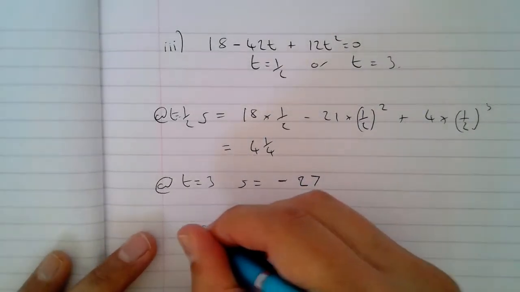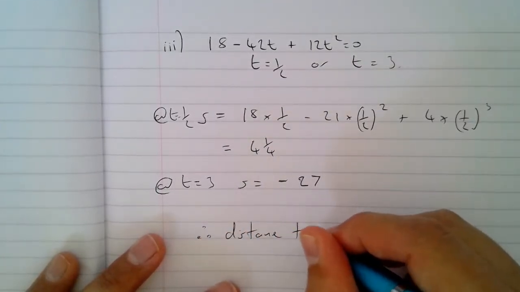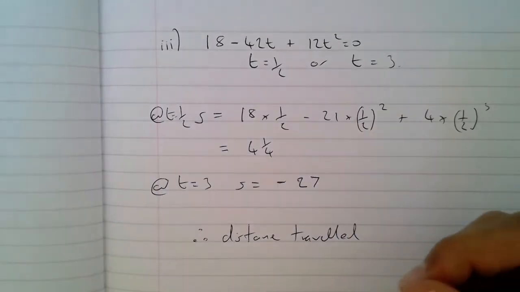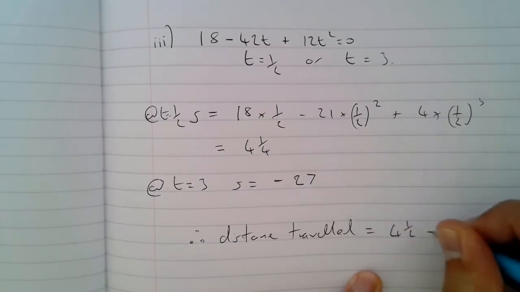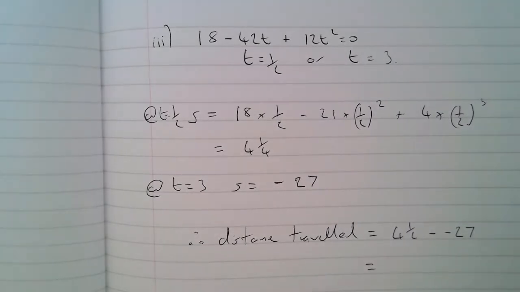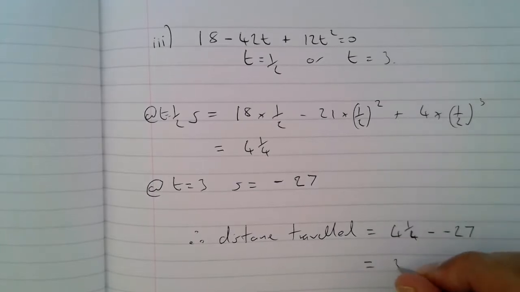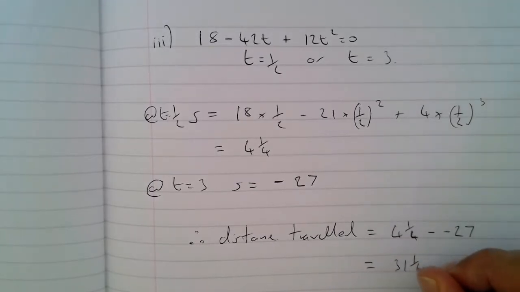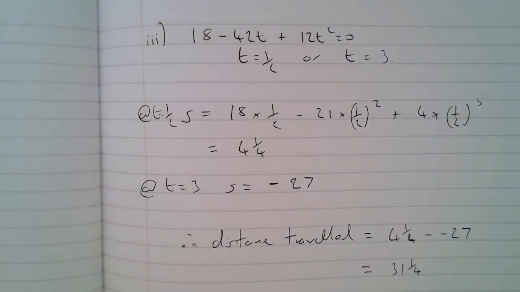Therefore, distance travelled: we've gone from 4 1/4 to minus 27. So the difference between those, the positive distance between those, is going to be 31 1/4. Which doesn't sound right. No, it's right. Okay, so I'm just going to quickly get number 4 as well. If you haven't done number 4 yet, then please do so now.